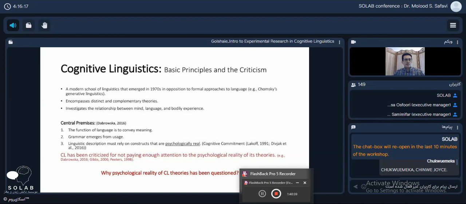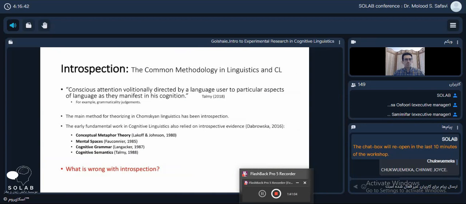So actually, we see that cognitive linguistics has been criticized for not paying enough attention to the psychological reality of its theories. So let's see why the psychological reality of CL theories has been questioned. We turn to introspection, which is the common methodology in linguistics, and it has been common also from the beginning of cognitive linguistics. I'm citing Talmy here for a definition of introspection, and that is a conscious attention volitionally directed by a language user to a particular aspect of language as it manifests in his cognition.